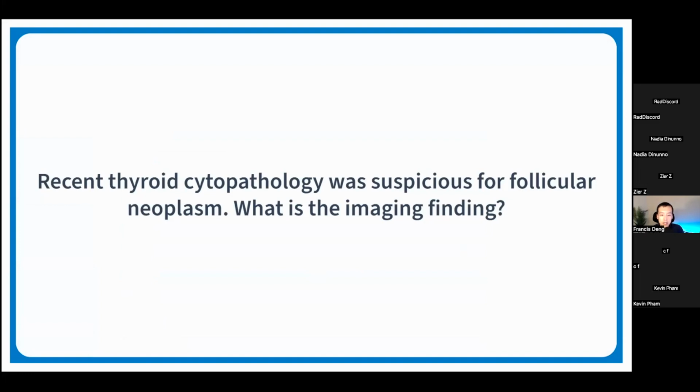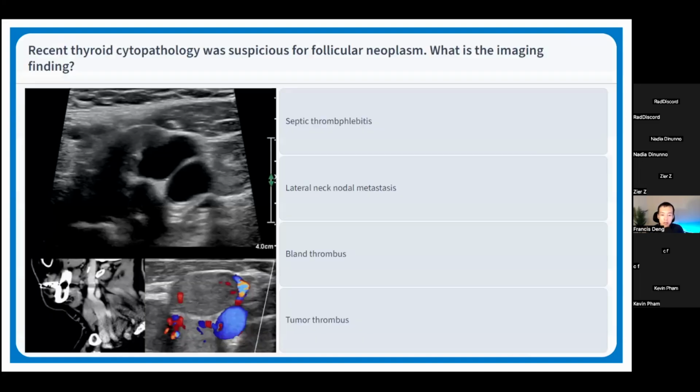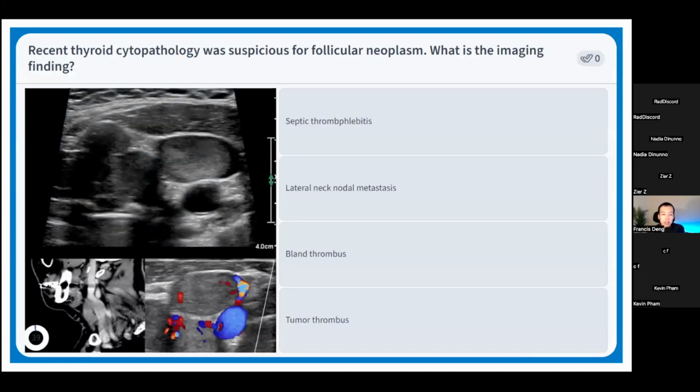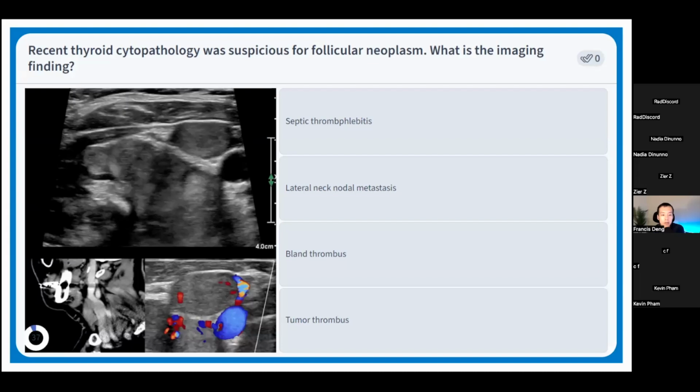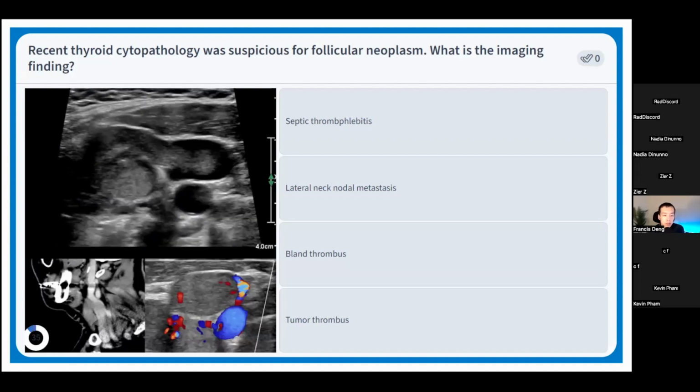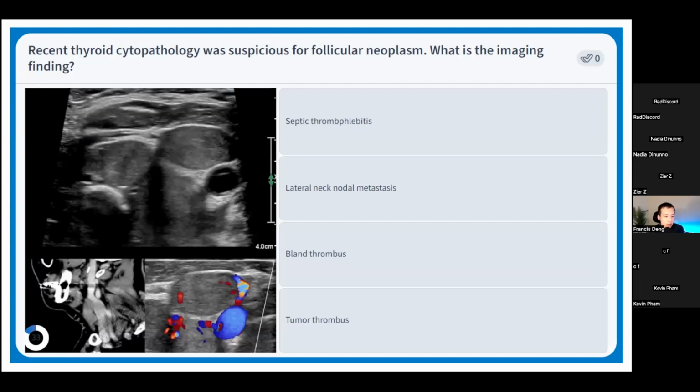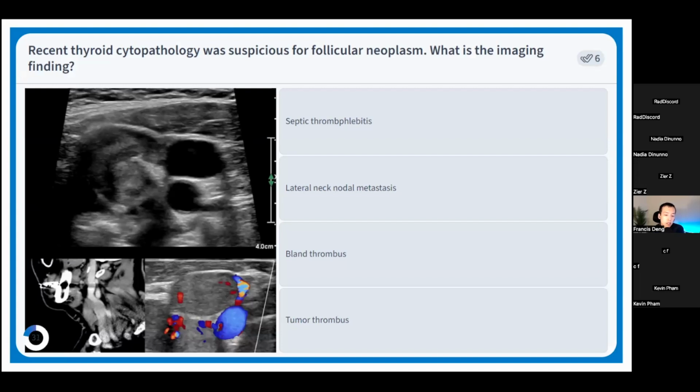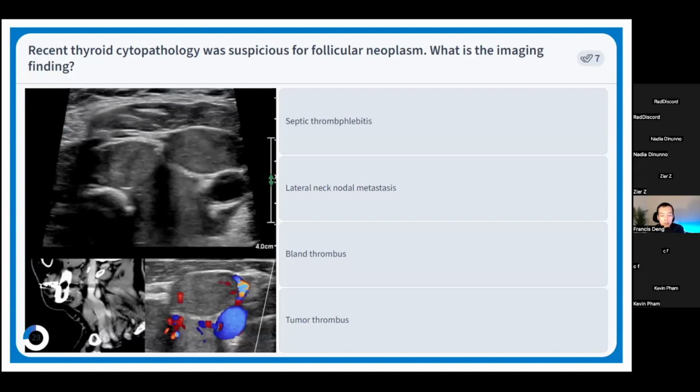This patient had a recent thyroid cytopathology, like an FNA biopsy, that was suspicious for a follicular neoplasm, and additional imaging was obtained. What is the imaging finding? I have some live action ultrasound images, as well as a sagittal CT of the neck and an ultrasound image with color Doppler.